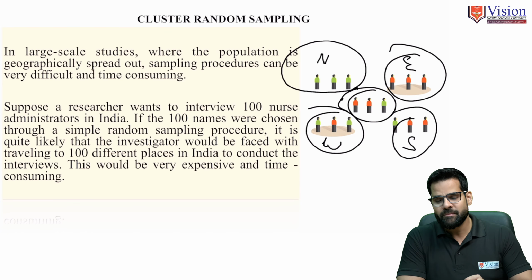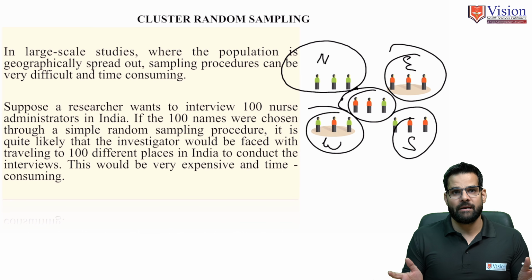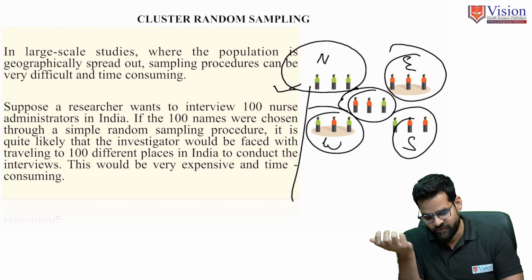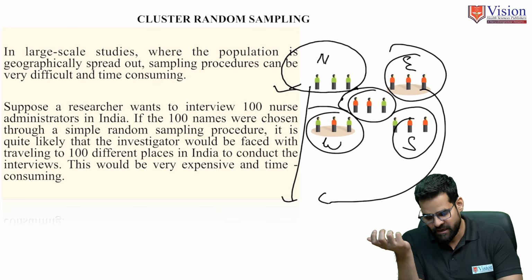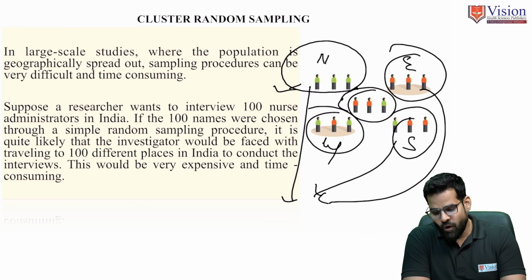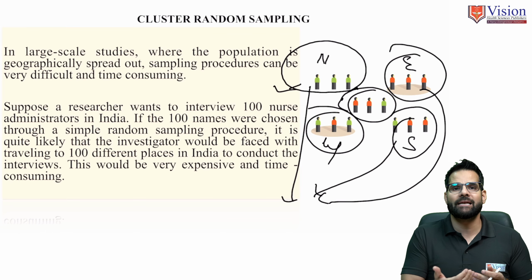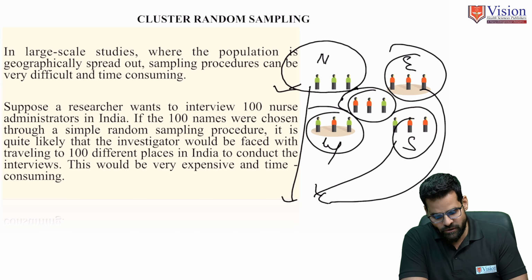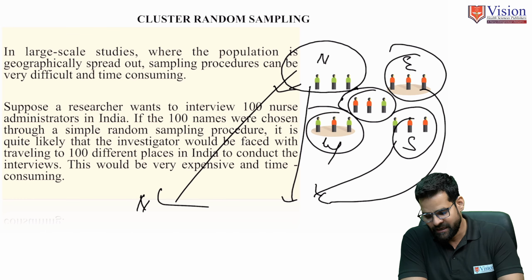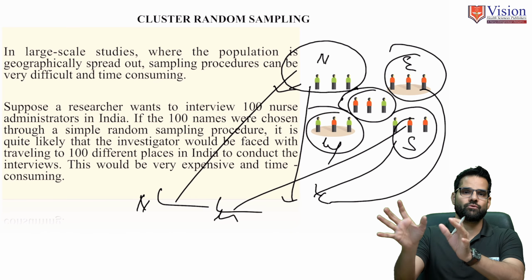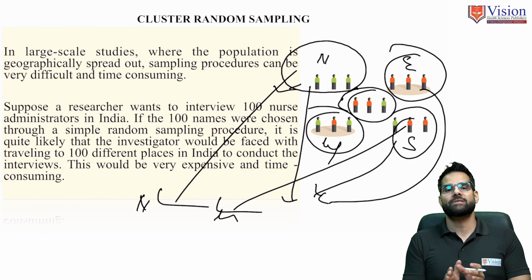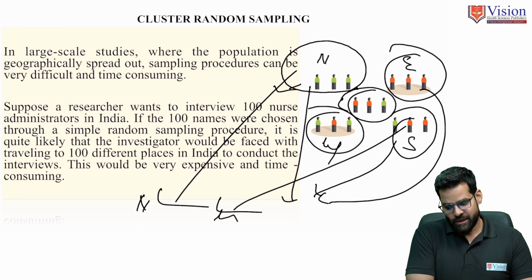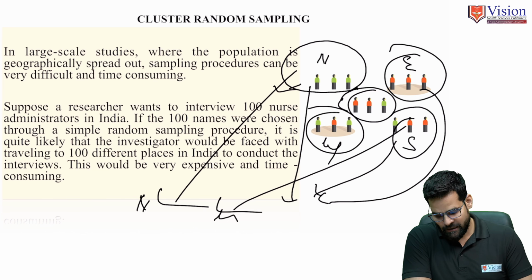Now it is my choice. Instead of going to everyone, what I can do is select from every cluster. Let's say I take one person from here, then one person from here, or from these clusters I can again select one cluster. Let's say I randomly select only 2 clusters. So I got north, this cluster is selected, and then south. Now I'll just go to that particular area, and all the nurse administrators in that particular cluster will become my sample. That kind of sampling is known as cluster sampling.